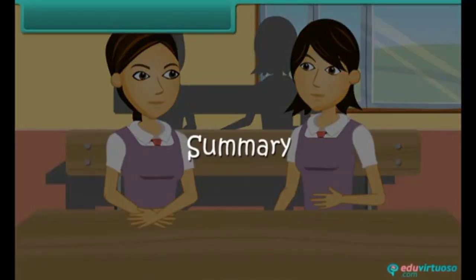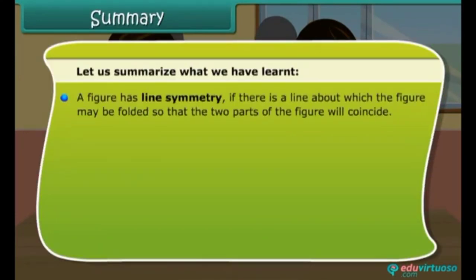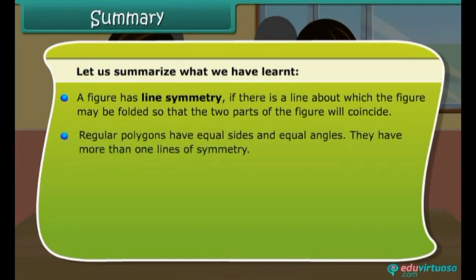Summary. Let us summarize what we have learned. A figure has line symmetry if there is a line about which the figure may be folded so that the two parts of the figure will coincide. Regular polygons have equal sides and equal angles. They have more than one line of symmetry. Mirror reflection leads to symmetry.